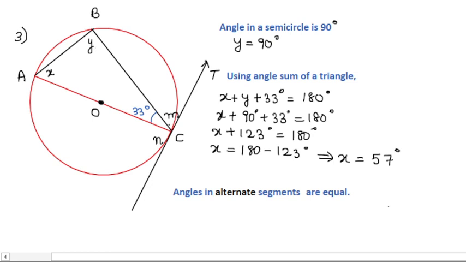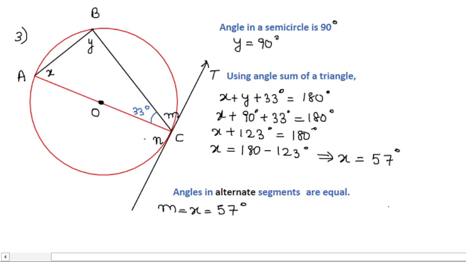Now to find m, this angle m is formed between this tangent and chord BC. Now the angle between a tangent and a chord is always equal to the angle that is inscribed in the same arc, which is x. This theorem is called the angles in alternate segments theorem. So m is equal to x, and x, as we have calculated, is 57.